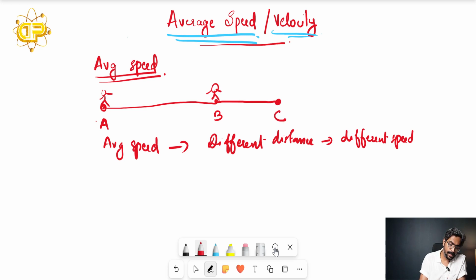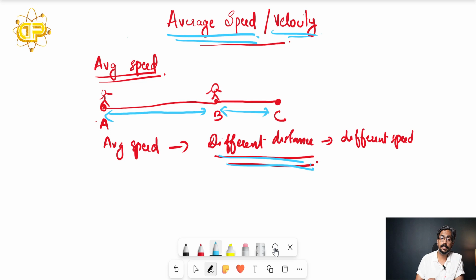Here you can see the different distances. The object is covering different distances, that is from A to B and B to C. Here the object is covering different distances, right, at different speeds. So say it is covering A to B at x meter per second, and the person is moving from B to C at y meter per second. Then how can I calculate the average speed there?